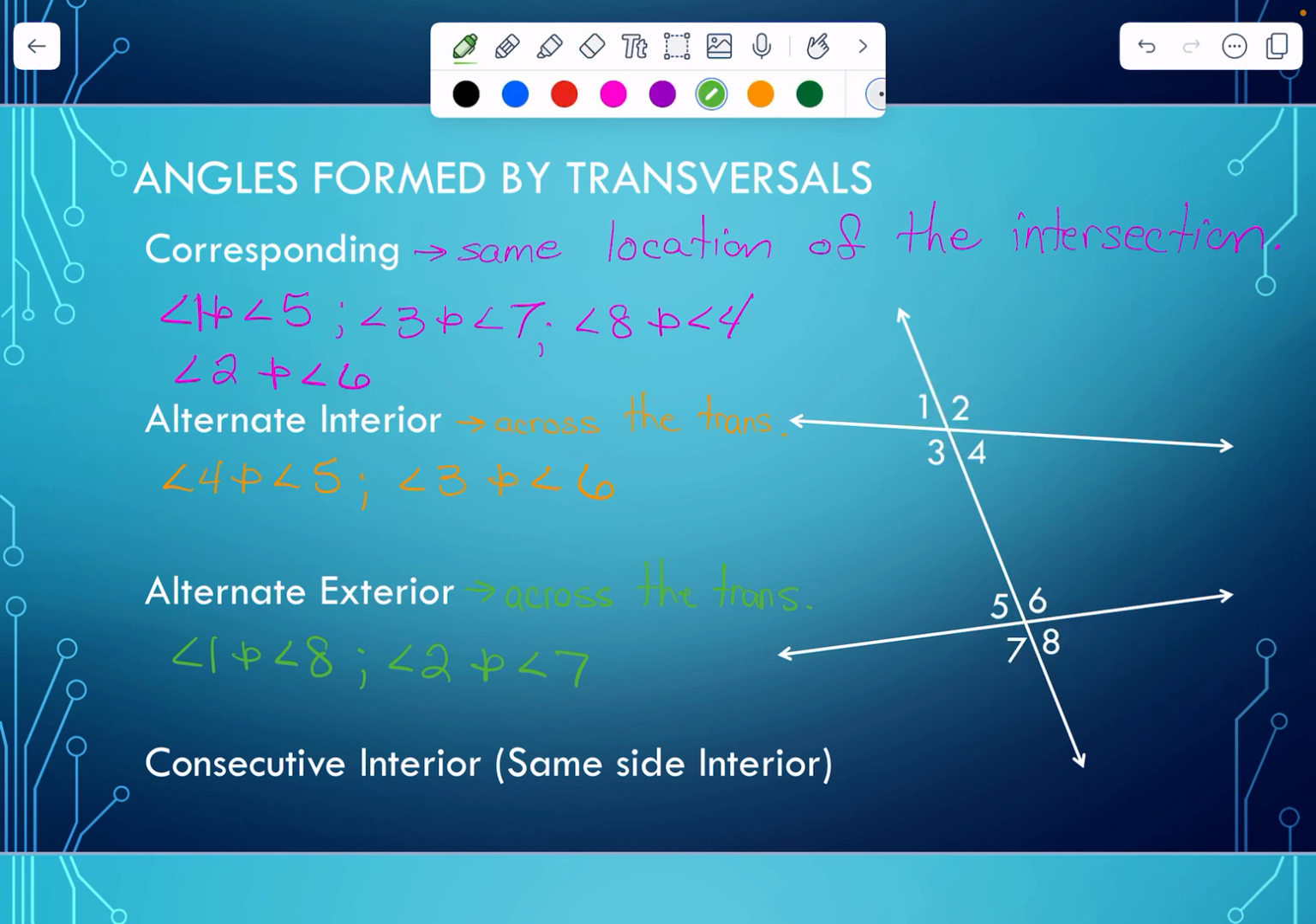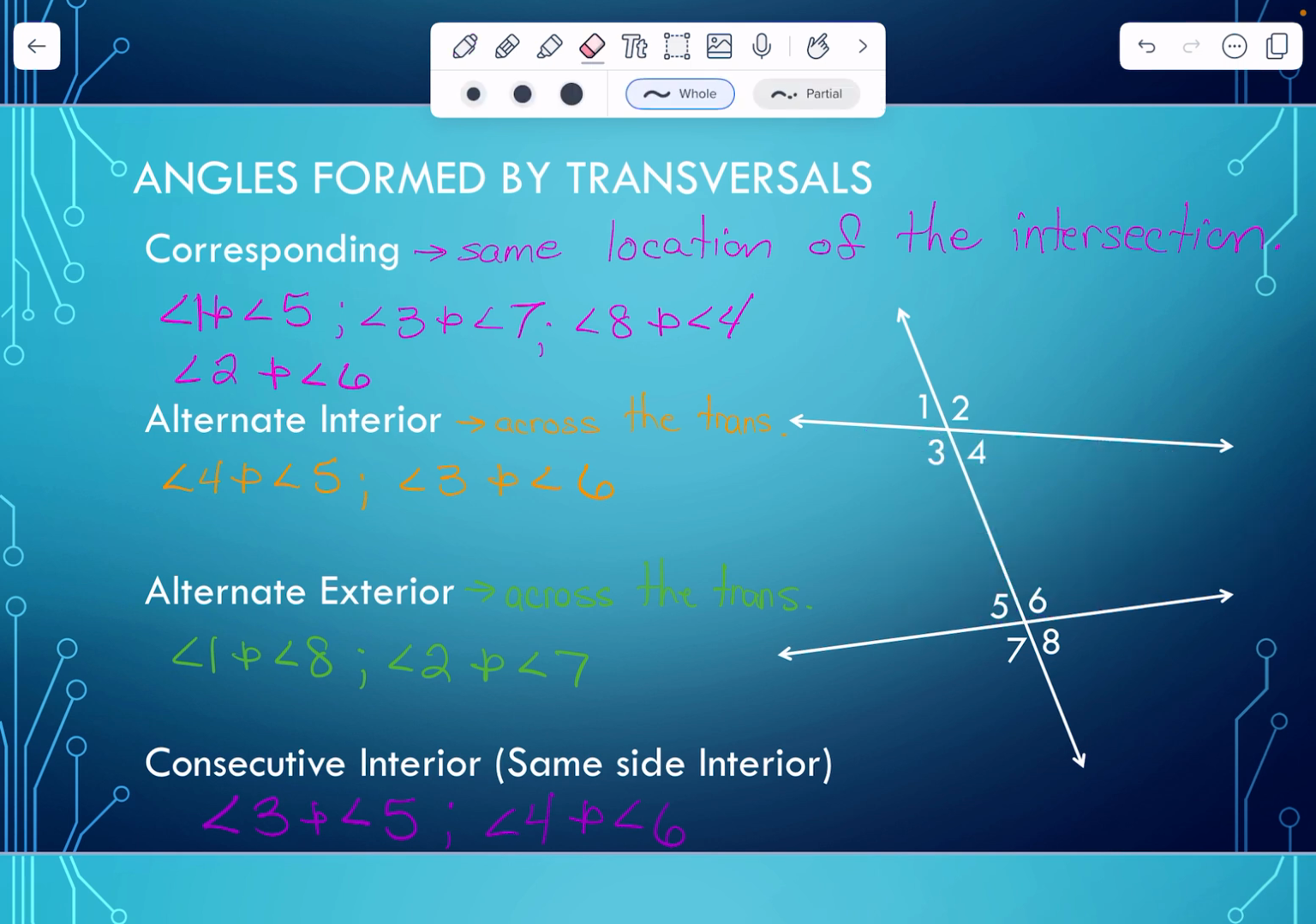Then you have this last one that we have, and that is consecutive interiors, also referred to as same side interiors. So again, if you think of your box here that's holding it up, so this is your inside. Consecutive interiors are the ones on the same side. So angle 3 and angle 5. And then you also have angle 4 and angle 6. And those would be your same side interiors.